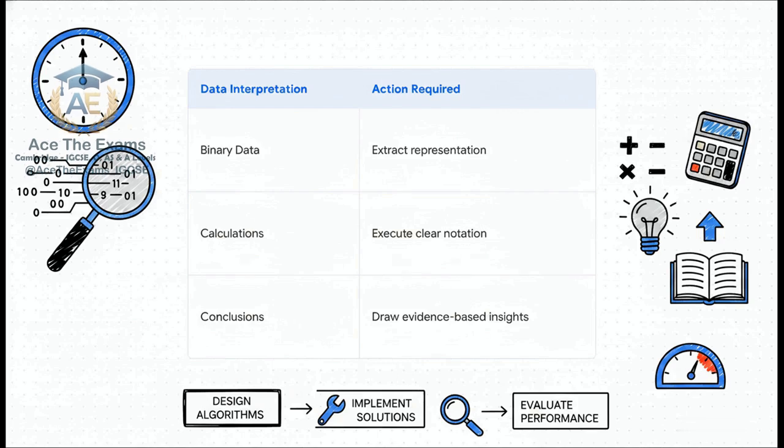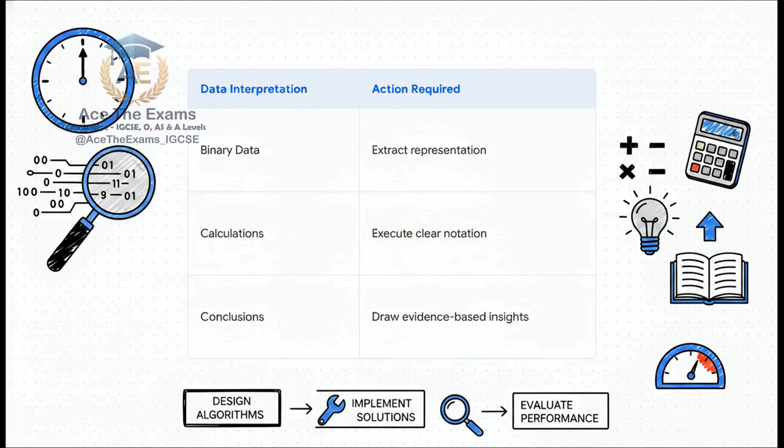Next, you look at calculations. When you calculate the compression ratio, you must execute with incredibly clear, precise notation. No messy, chaotic scribbles in the margins that the examiner can't read.